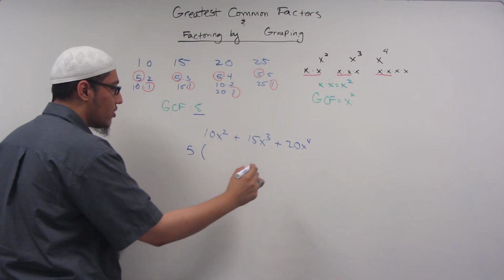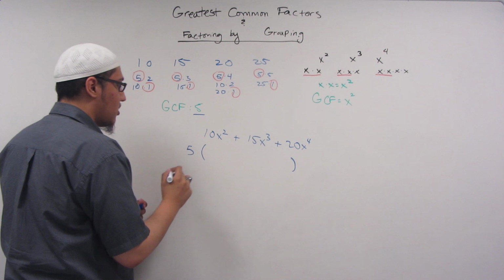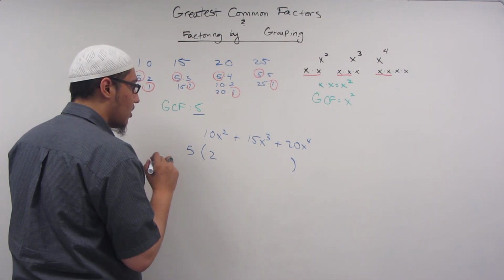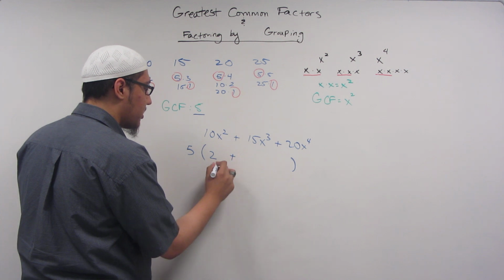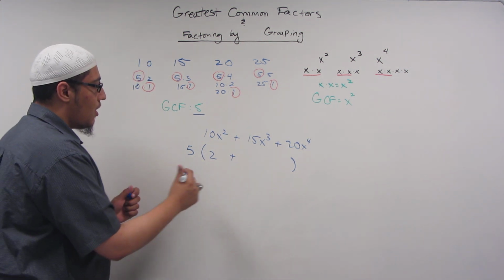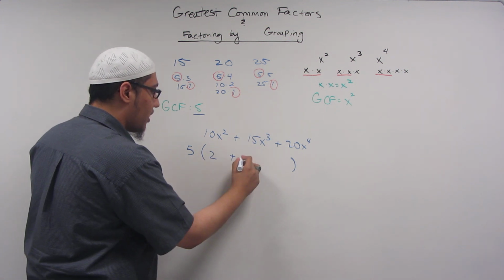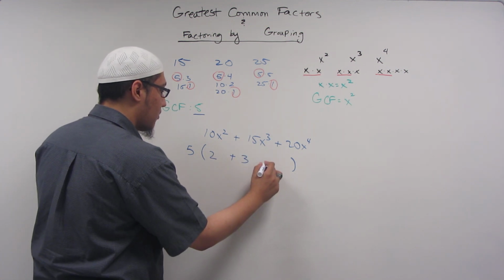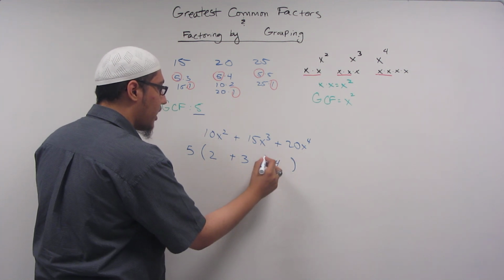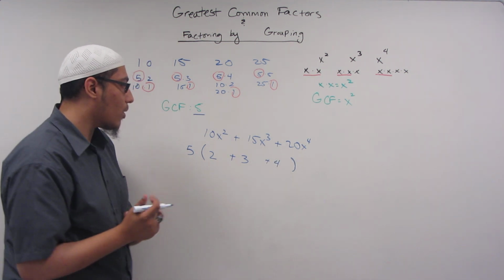And let's put this in parentheses. All right. So if we divide 10 by 5, we'll end up getting 2. Right? I'm going to put a plus here, and there's a little space here, and afterwards you'll see exactly why there's a space there. But 15 divided by 5 will end up giving us 3, space, plus 20 divided by 5 will end up giving us 4.